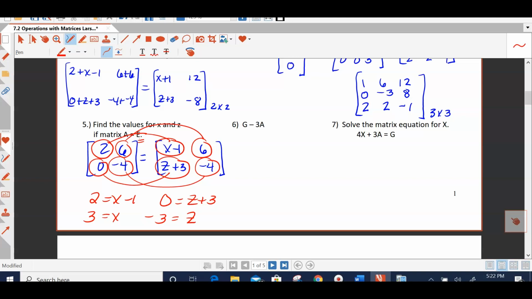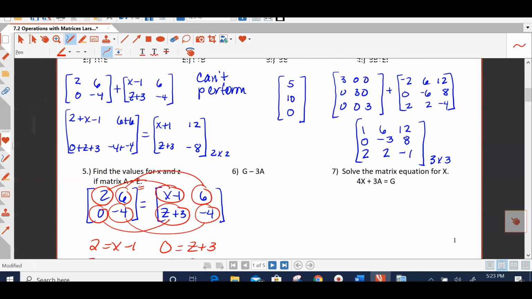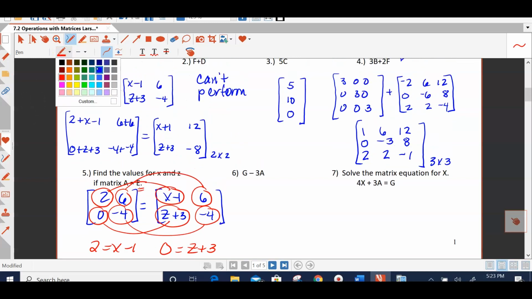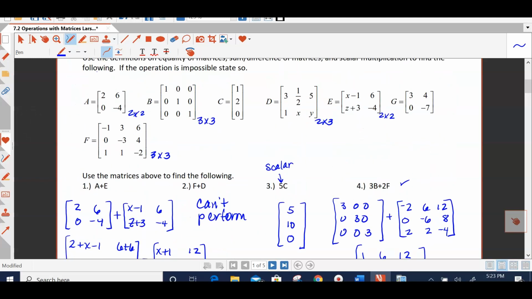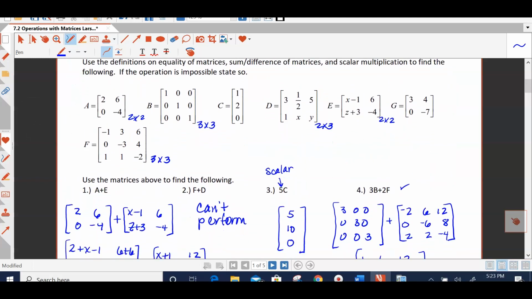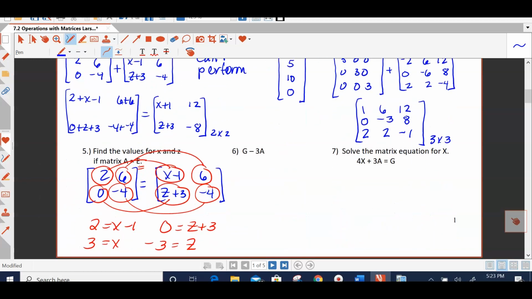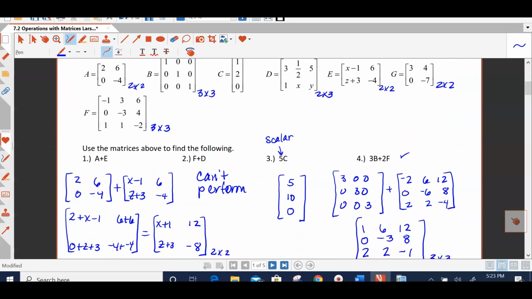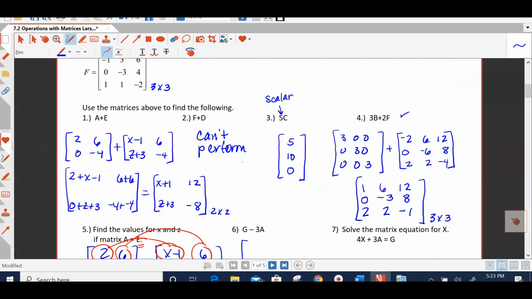Let's look at problem number 6. I want to find G minus 3 times A. Let's go back and look at our matrices. So I'm working with G and A. How big is G? G is a 2 by 2. A is a 2 by 2, so I can perform this operation. So let me write down G, 3, 4, 0, negative 7.